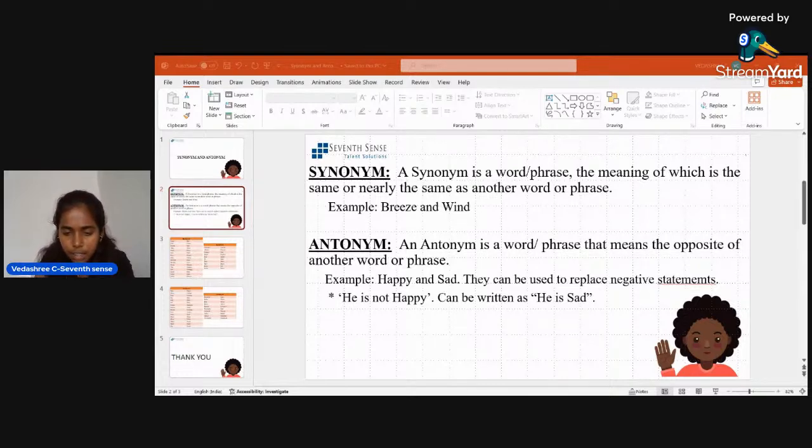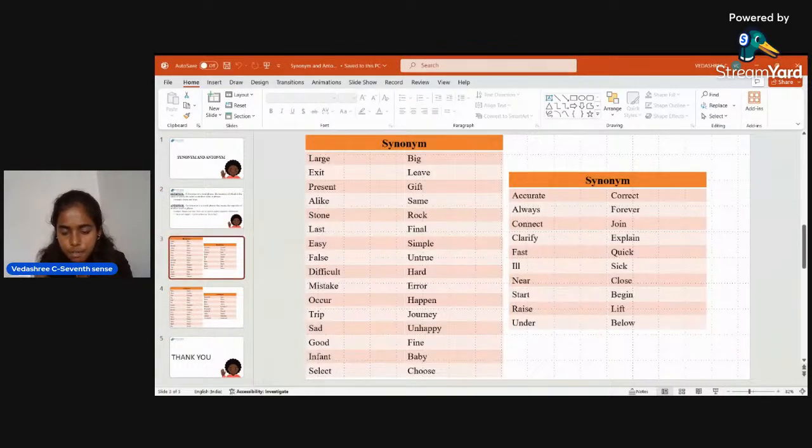Okay, then I'll share some list of synonyms and some list of antonyms here. So here are some synonyms. That is large and big. So both words have similar meaning but are different words. So go through these synonyms. You will get questions on verbal ability also. So it may be synonyms or antonyms.